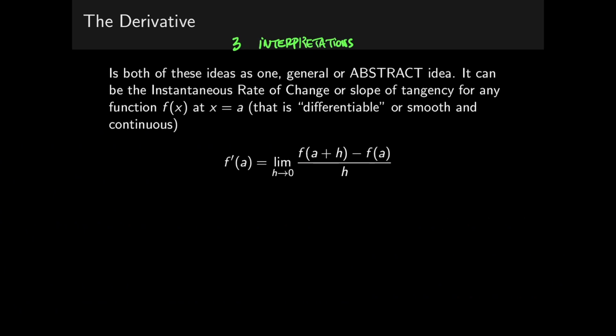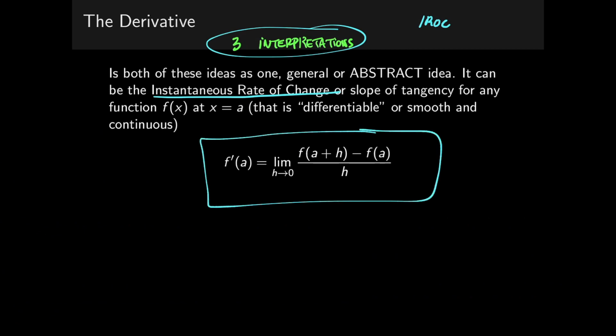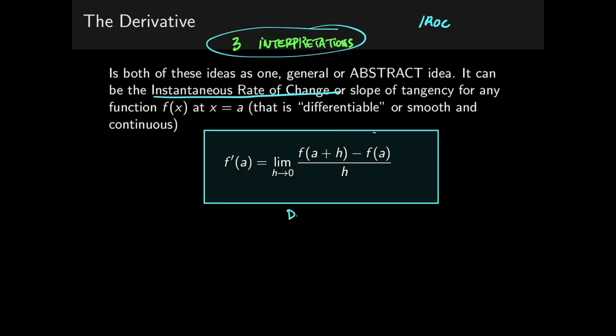And it really comes in 3 flavors, which I'll unpack in a moment. We call it the instantaneous rate of change, or the IROC, or the slope of tangency for any function f of x, as long as it's nice, right? It's smooth and continuous. We use this as the definition of the derivative of f of x at x equals a. That's what we'd call this. Now, what are the 3 interpretations?